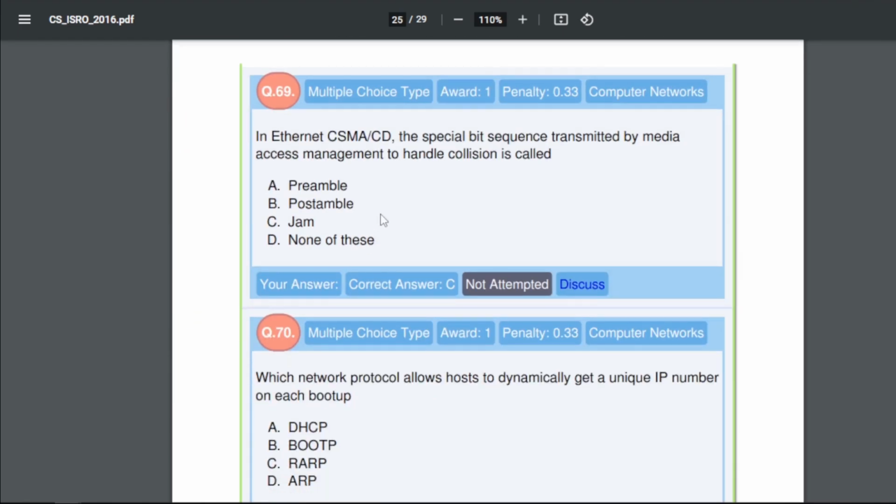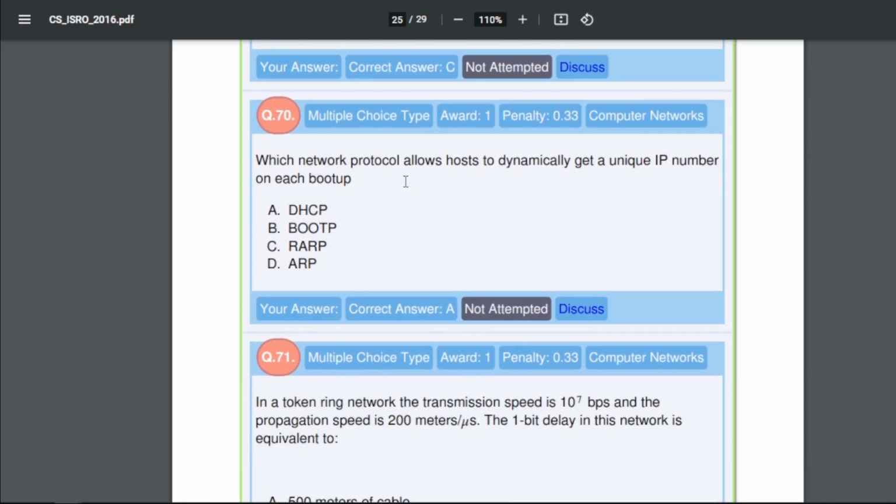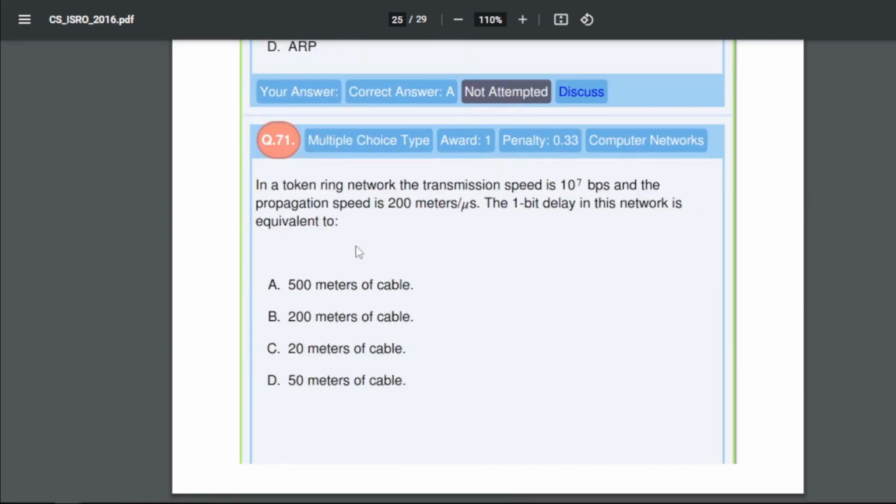69 is, in Ethernet CSMA/CD, the special bit sequence transmitted by the media access management to handle collision is called what? For this, JAM. JAM is the answer. 70 is, which network protocol allows a host to dynamically get a unique IP number on each boot up? For this, our answer will be Dynamic Host Configuration Protocol. So the DHCP network protocol allows a host to dynamically get a unique IP number on each boot up. DHCP.